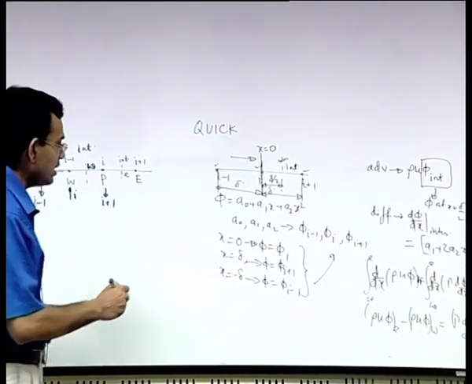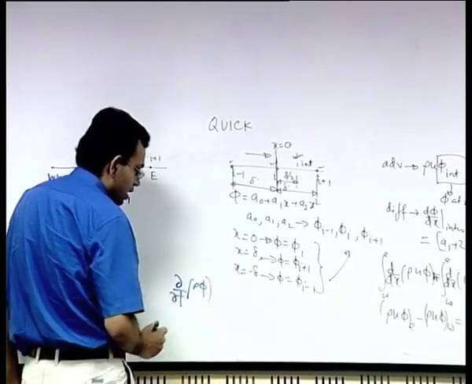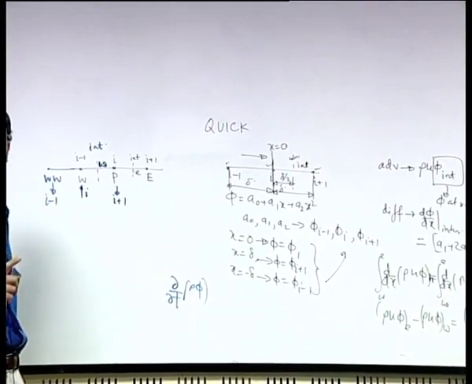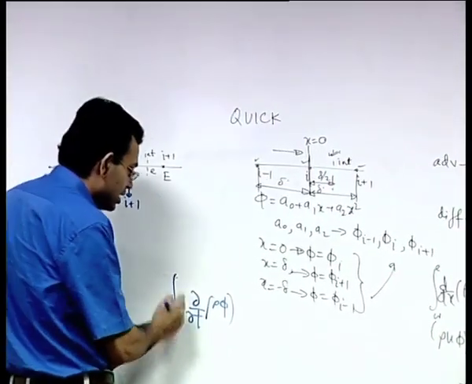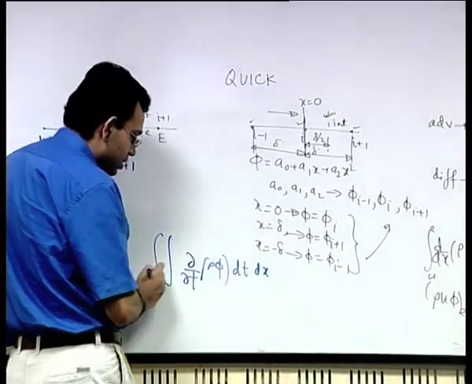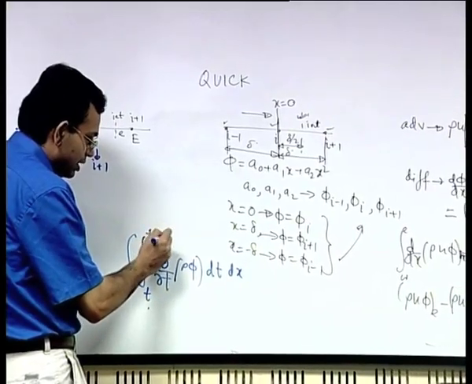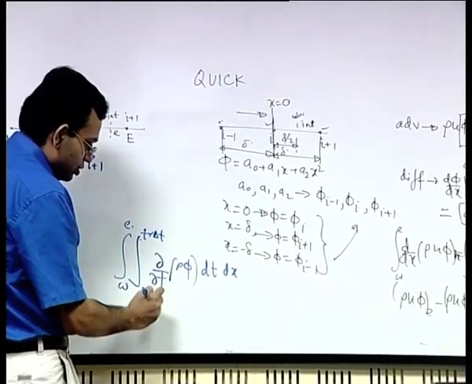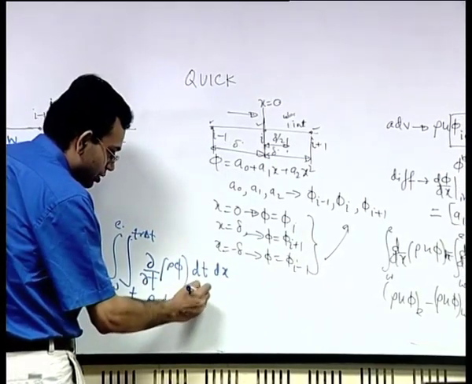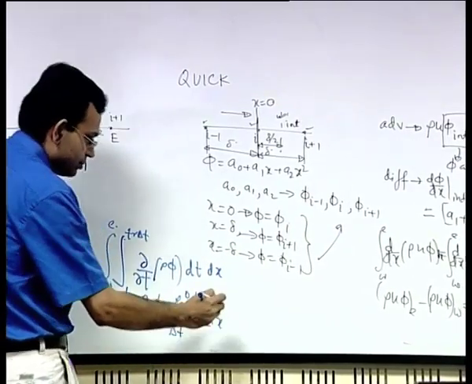So if you add an unsteady term to the problem, then it requires two important considerations. What are those two important considerations? One is the integration of this with respect to time and then, of course, with respect to x. So it will become, from time t to t plus delta t, small w to small e, rho p phi p minus rho p naught phi p naught by delta t into delta x.